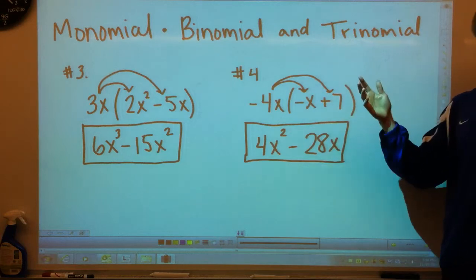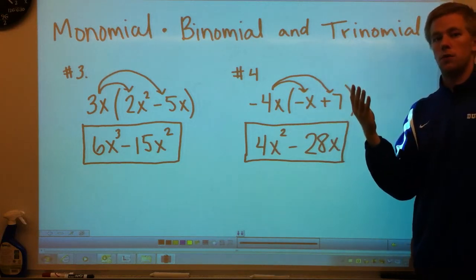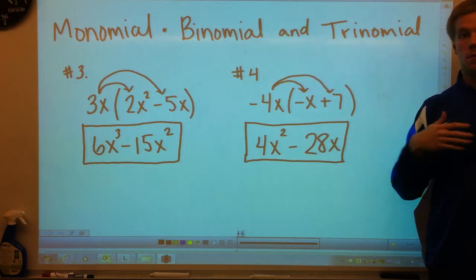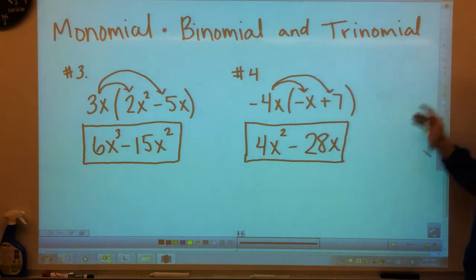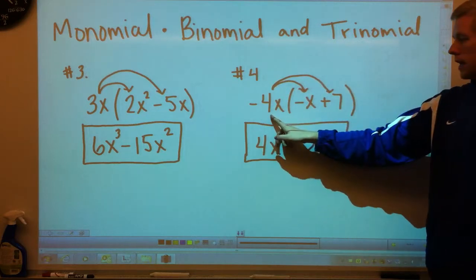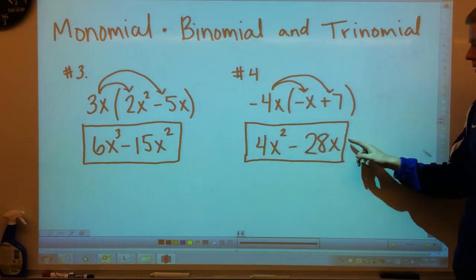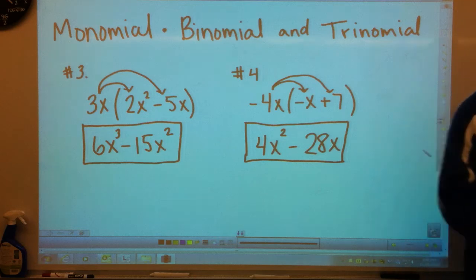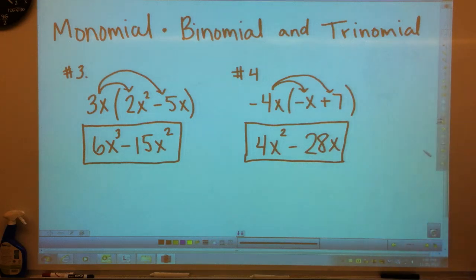That would be a polynomial. Whenever you have 4 or more terms, that is a polynomial. Poly means many. So you could have as many terms out here, but you would still do the same process. Okay, you would still distribute whatever's on the outside to the inside, and that would get your answer. Okay, so let's see what we have next here.